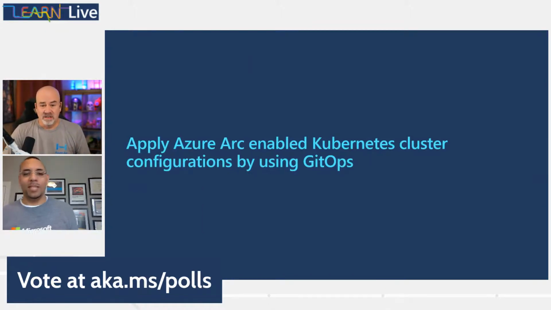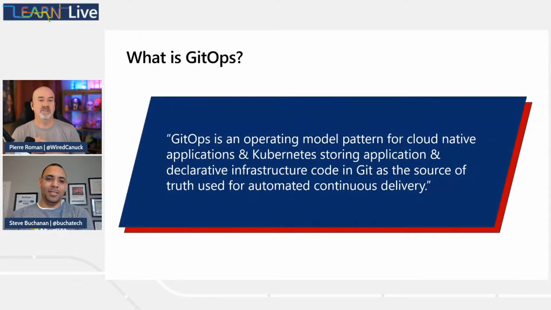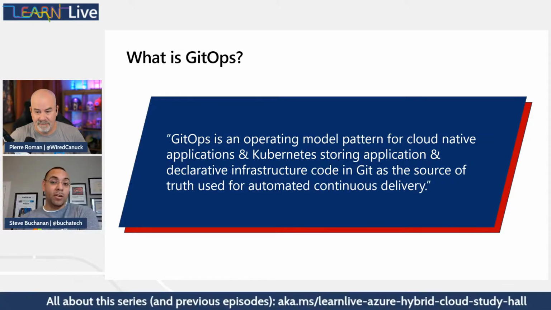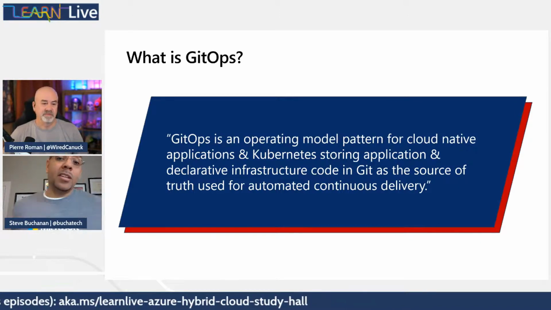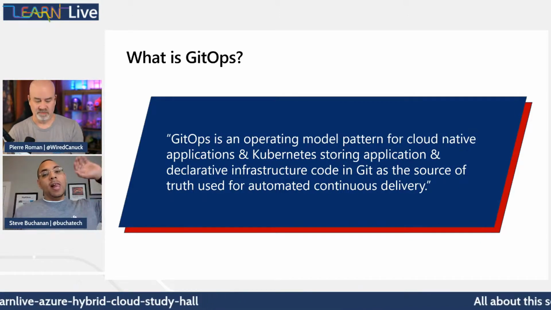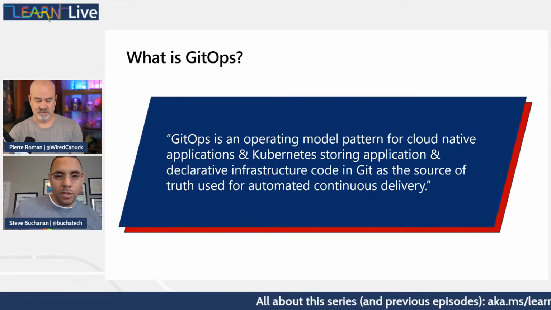Now that we've covered policy, Steve, quickly you're going to run us through GitOps. Yeah, GitOps is a huge topic. We'll run through this really quickly. I recommend you do some reading on this afterwards in the Learn module. GitOps is an operating model pattern for cloud native applications and Kubernetes clusters. It basically stores your application and declarative infrastructure code in Git, and that becomes the source of truth. Let's go to the next slide.